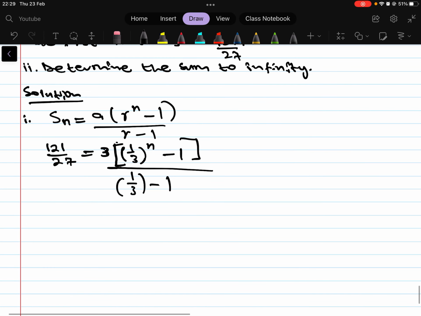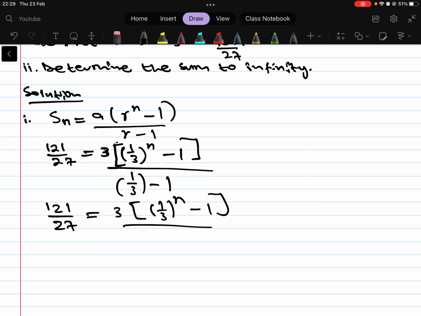Okay, 121 over 27. You keep simplifying like that. You get 1 over 3 exponent n minus 1. The denominator can be simplified to 1 over 3 minus 1. That is 2 over 3, like that. So is 1 over 3 minus 1 2 over 3, or am I lying to myself? Let's make sure. It is negative 2 over 3, not positive 2 over 3. So negative 2 over 3.